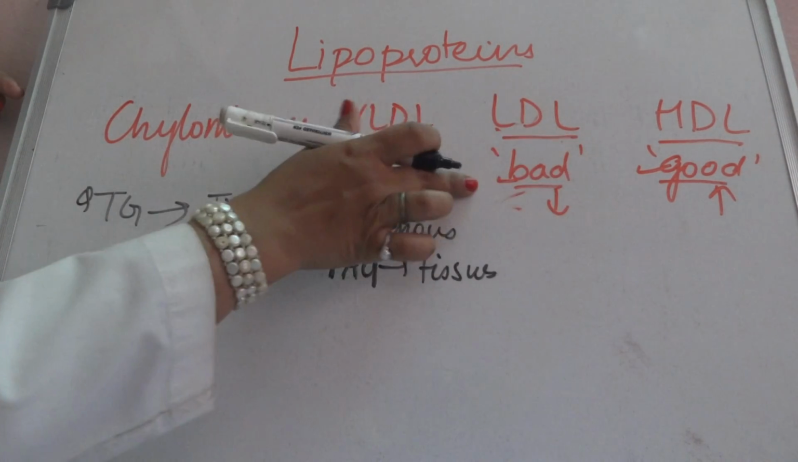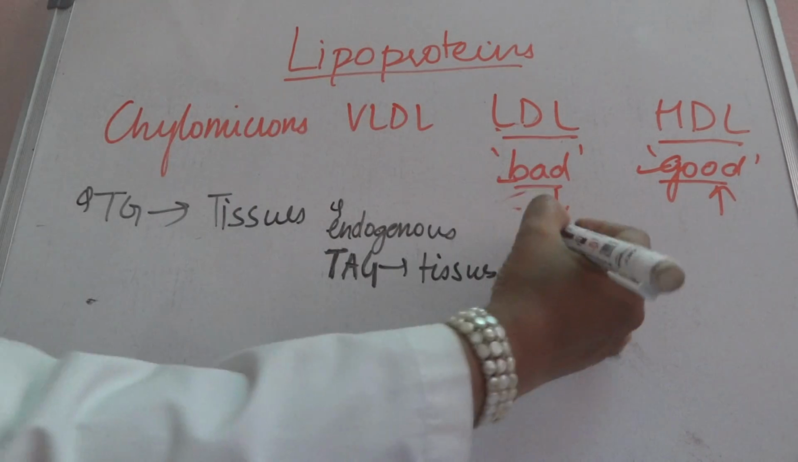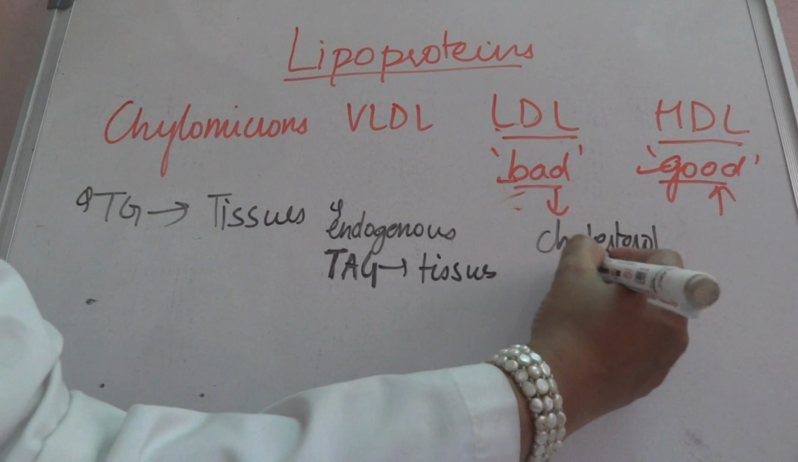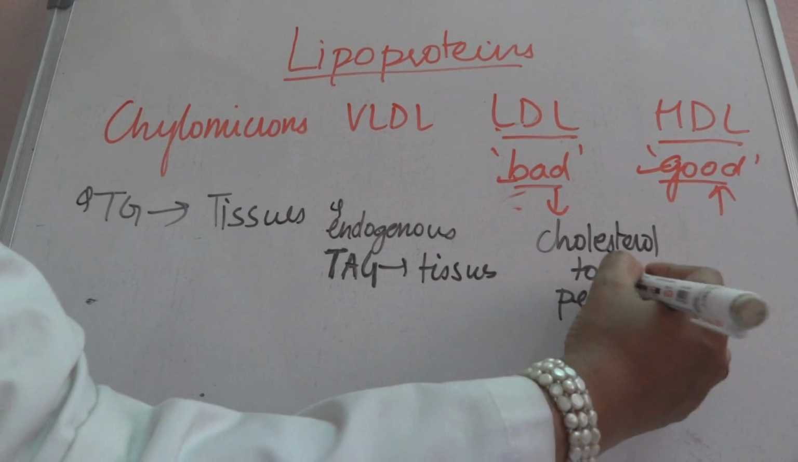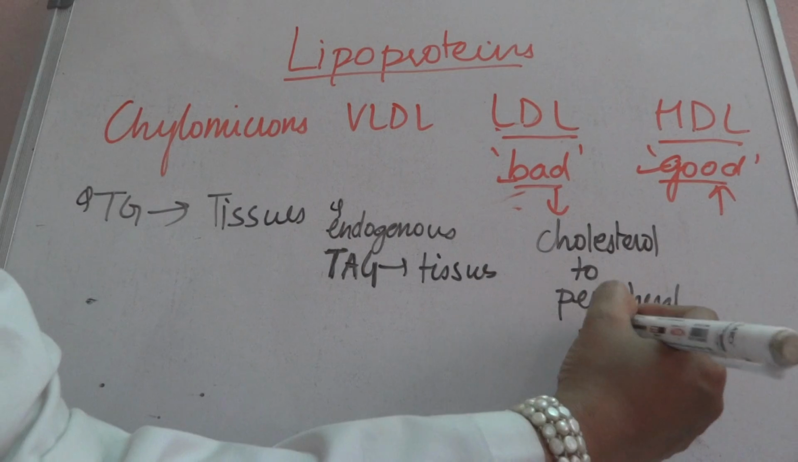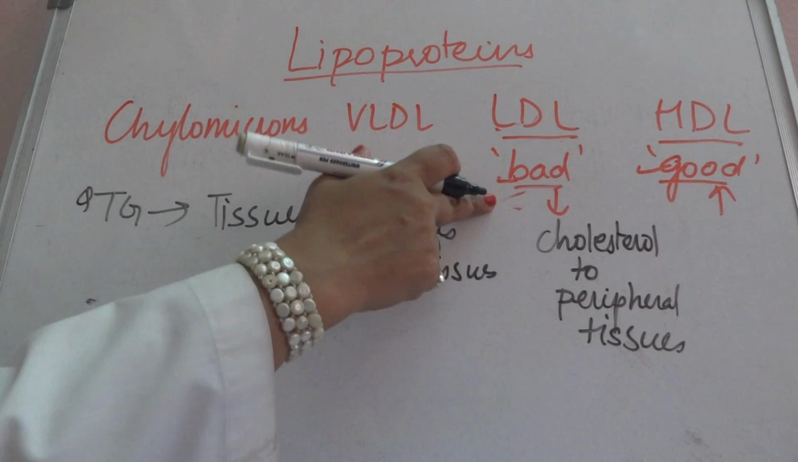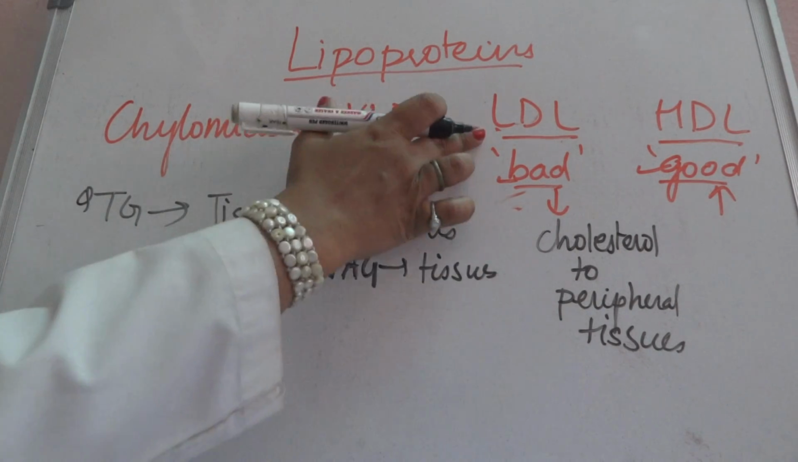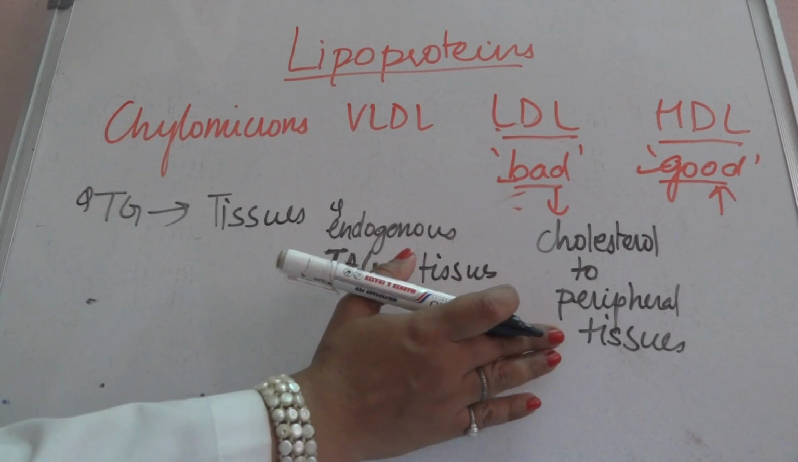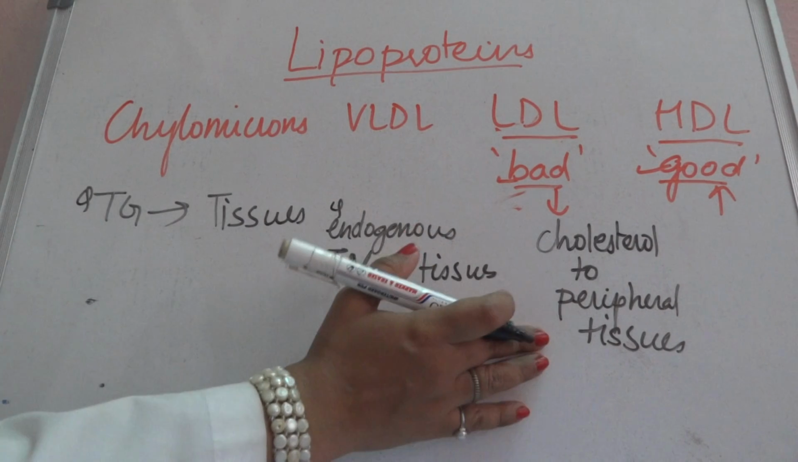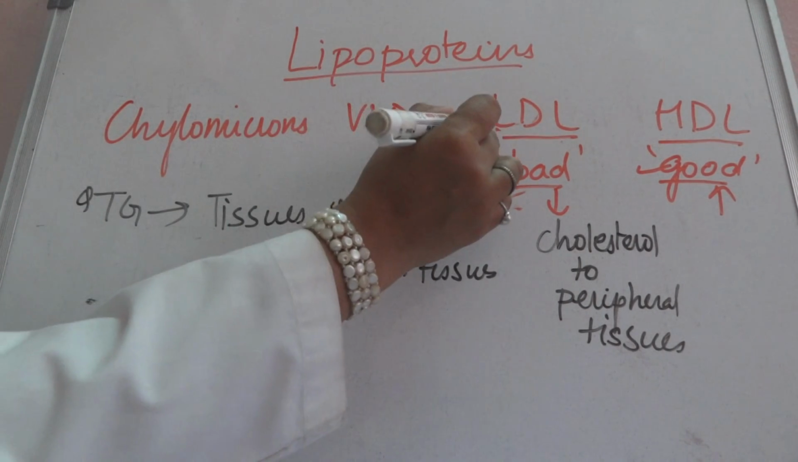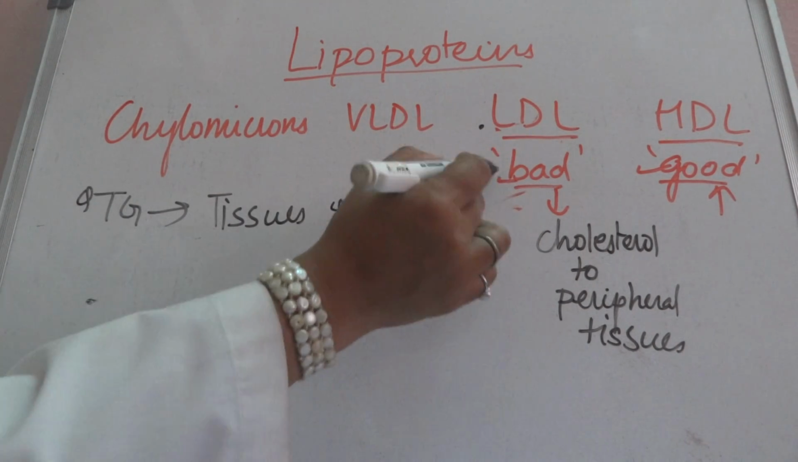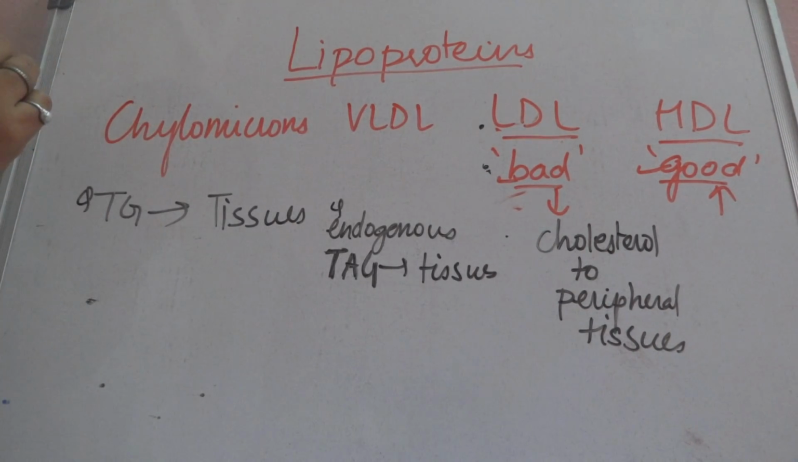Now why LDL is called a bad cholesterol? Because it transports cholesterol to the peripheral tissues. So this means that it is helping in transport and deposition of cholesterol to the peripheral tissues. So more the LDL, more cholesterol will be transported to the tissues. Therefore it will lead to atherosclerosis. Therefore if the level of LDL is high, it is a bad thing. Therefore it is called a bad cholesterol because it may lead to atherosclerosis.